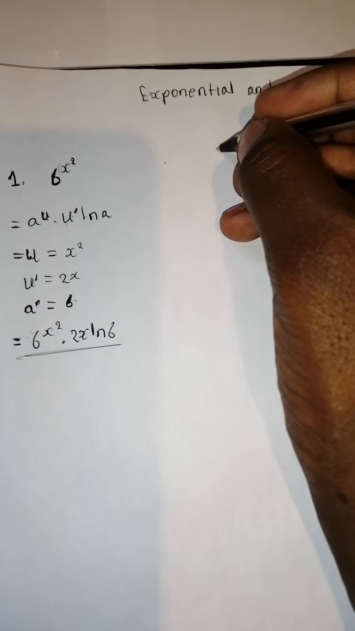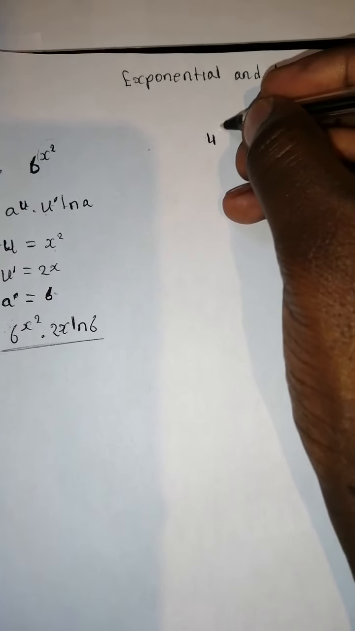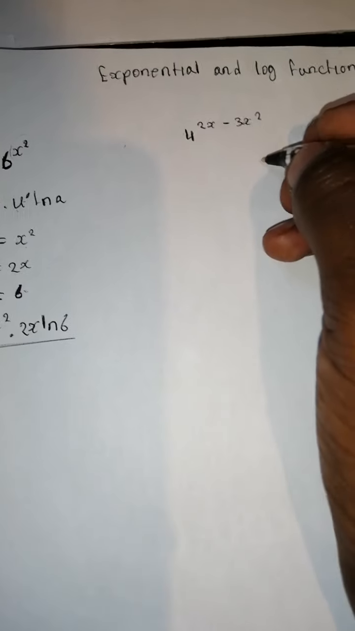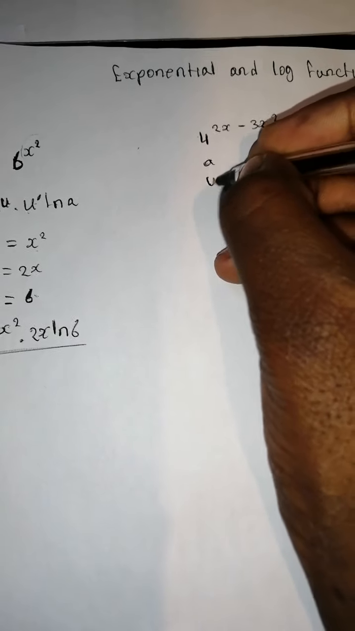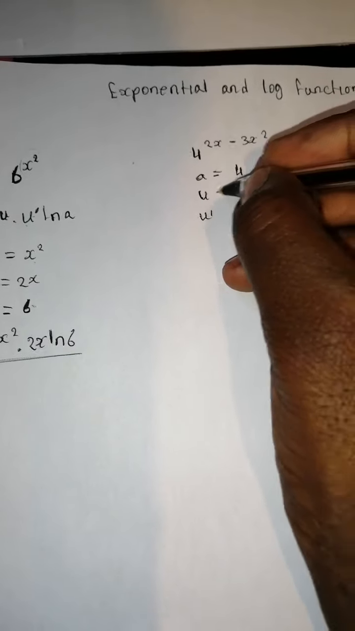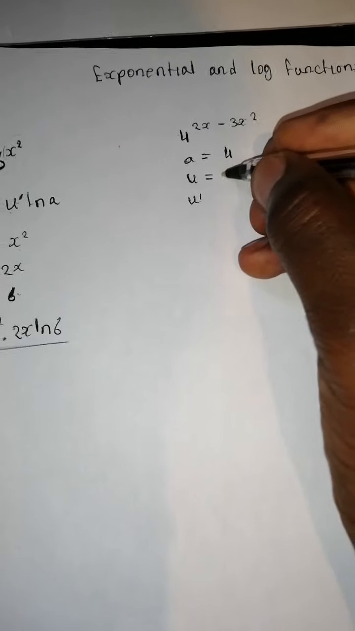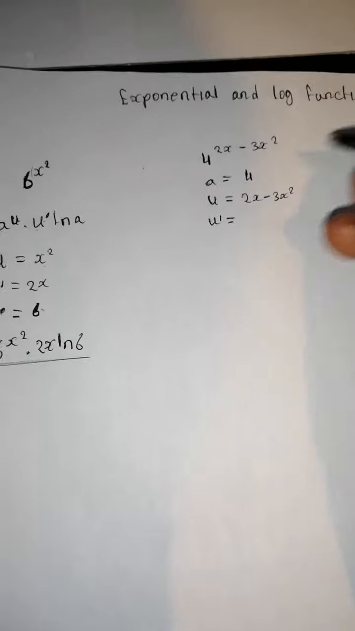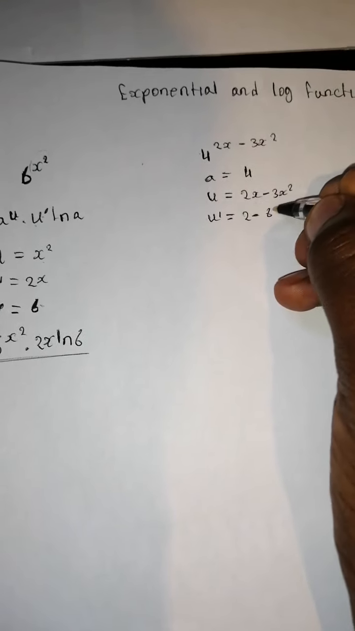With that being said, how can you find the derivative of 4 raised to the power 2x minus 3x squared? In order to find the derivative, we first find a, then u, and then u prime. What is a? a is equal to 4. And what is u? u is the exponent, so u is equal to 2x minus 3x squared. And u prime, the derivative of u, is equal to 2 minus 6x.